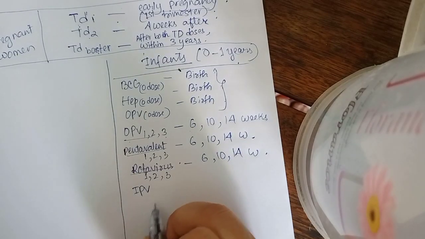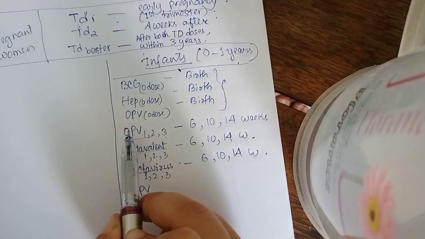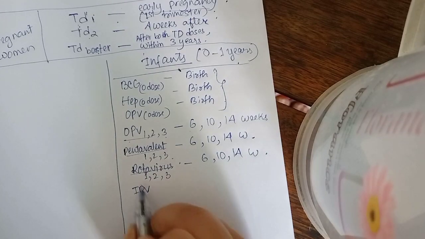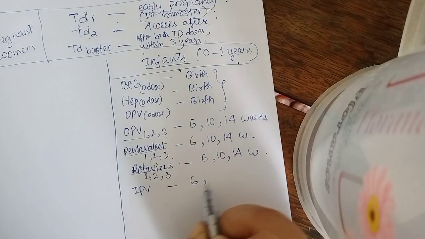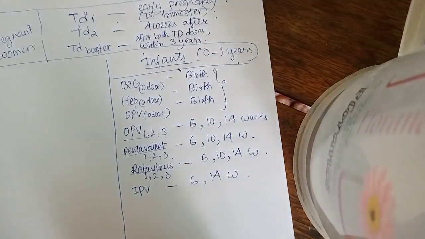Now coming on to IPV, the polio vaccine. It is given in fractional doses. OPV is given orally, 2 drops, and IPV is given as fractional doses. IPV is given at 6 weeks, 10 is skipped, and then 14 weeks. So 6 and 14 weeks.